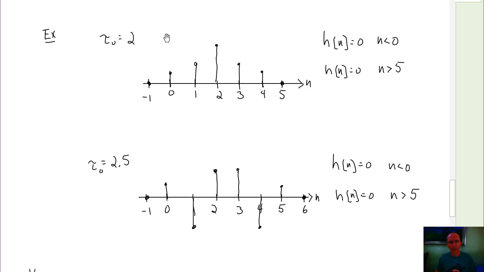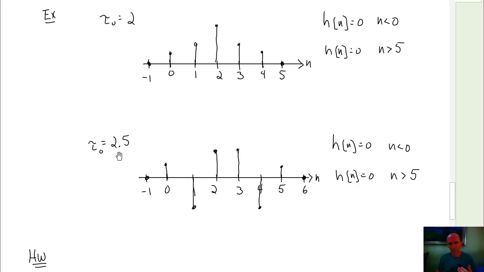For example, if tau 0 was 2, now to be causal, all the negative values over here would have to be 0. Because of symmetry, the value at 1 and the value at 5 have to be the same. The value at minus 2 and 6 are the same too. So if all of these are 0, all the values from 5 onward have to be 0 too.